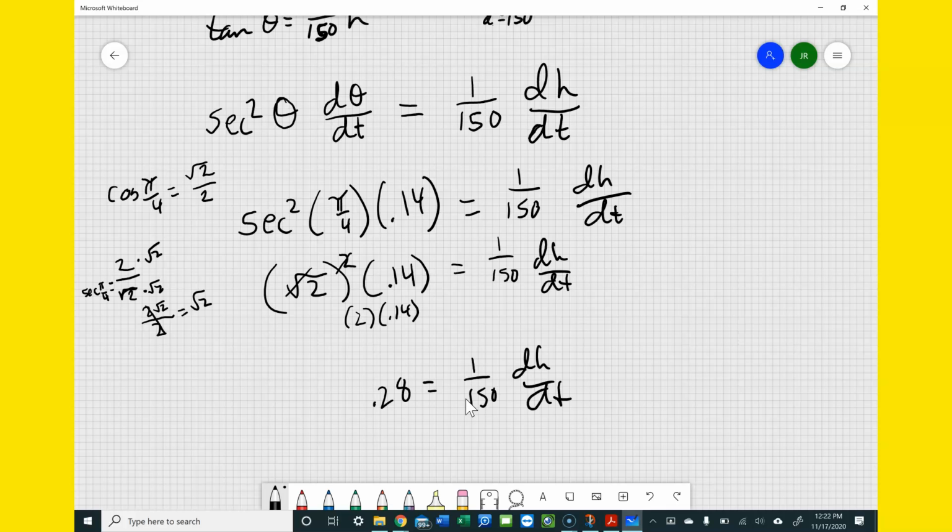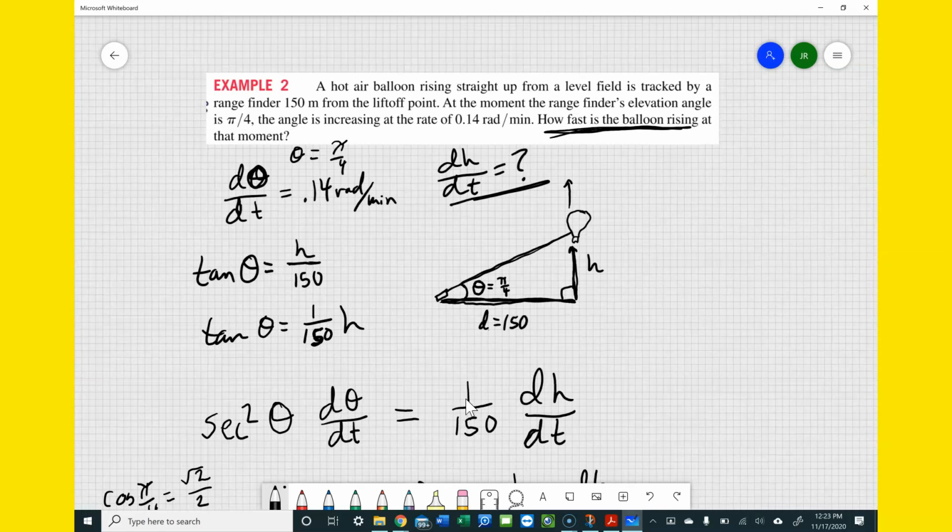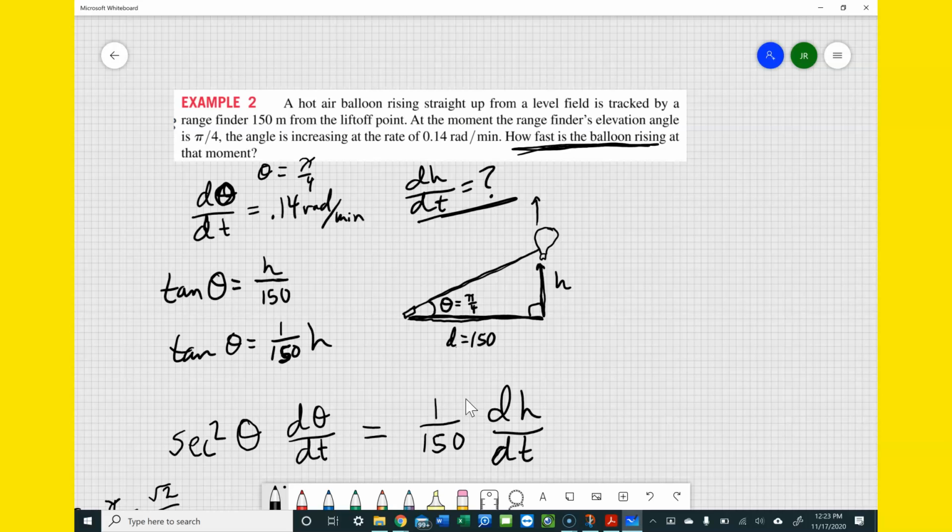Now I'll get rid of that 1/150th by multiplying by 150 on both sides. When I multiply that, I get 42 equals dh dt. And I've solved it. At that very moment in the problem, the balloon is rising at a rate of 42. What would be the units here? Meters, right? Because it's given meters and minutes. So meters per minute.